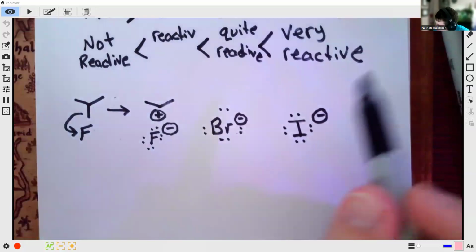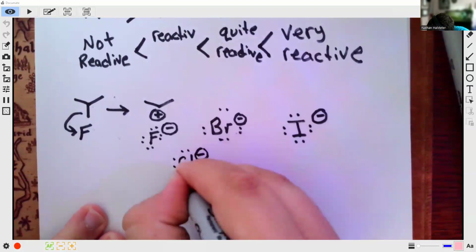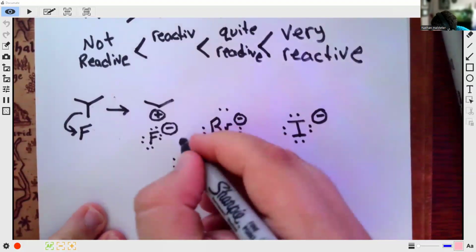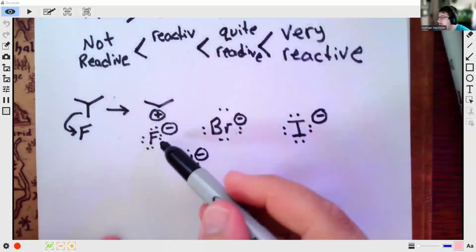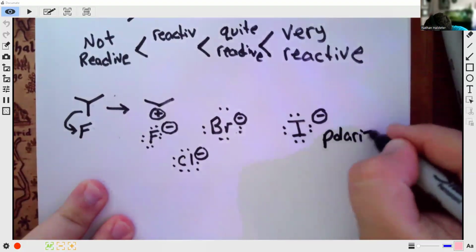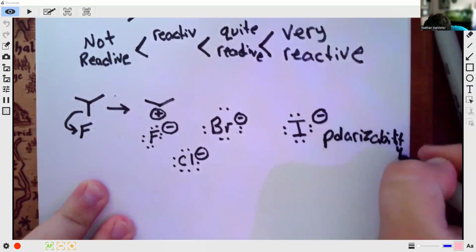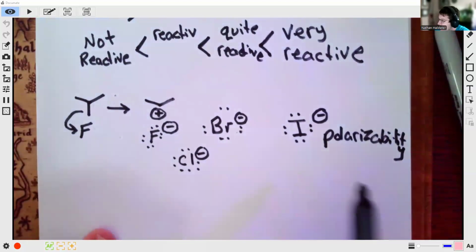This is our least. I totally skipped over chlorine. I apologize. But the trend is the same. Chlorine really doesn't want to hold on to it in terms of polarizability. I should write that word down. Polarizability. We'll define that in just a second.